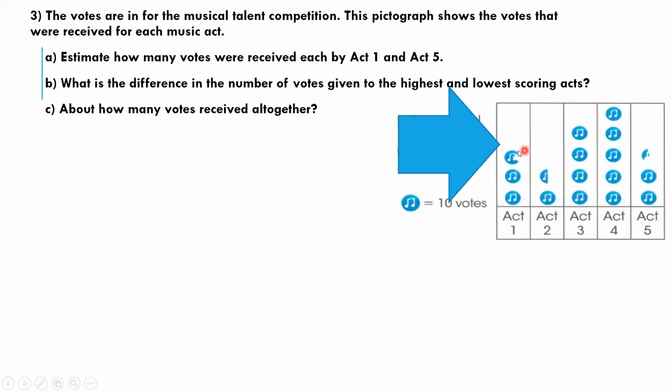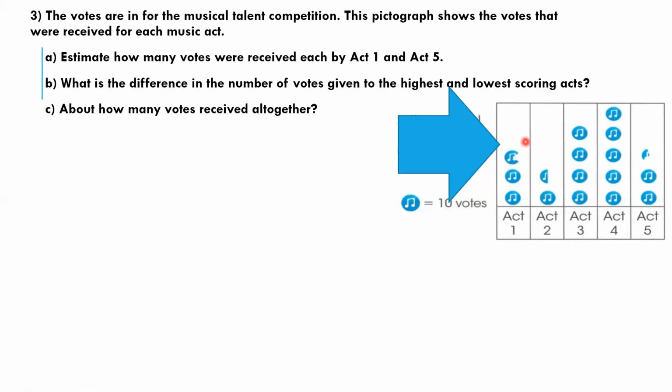Now let's see, this is not a full picture. Some part is missing, right? Which means it is not 10 votes. But you can see that the image of this music symbol is more than half. So more than half means it is somewhere in between 5 and 10. So only this much portion is left. So how we will count the number of votes for Act 1, that is 10, 20, 25, and some portion is there. So we will count it as 26.